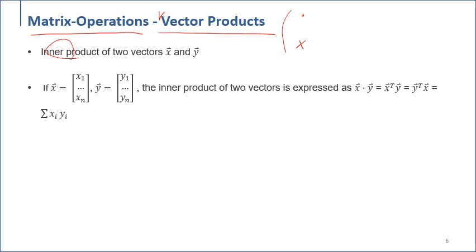So the inner product of two vectors x and y can be expressed as x dot y, or x transpose y, or y transpose x. And this can be calculated by multiplying its elements element-wise.